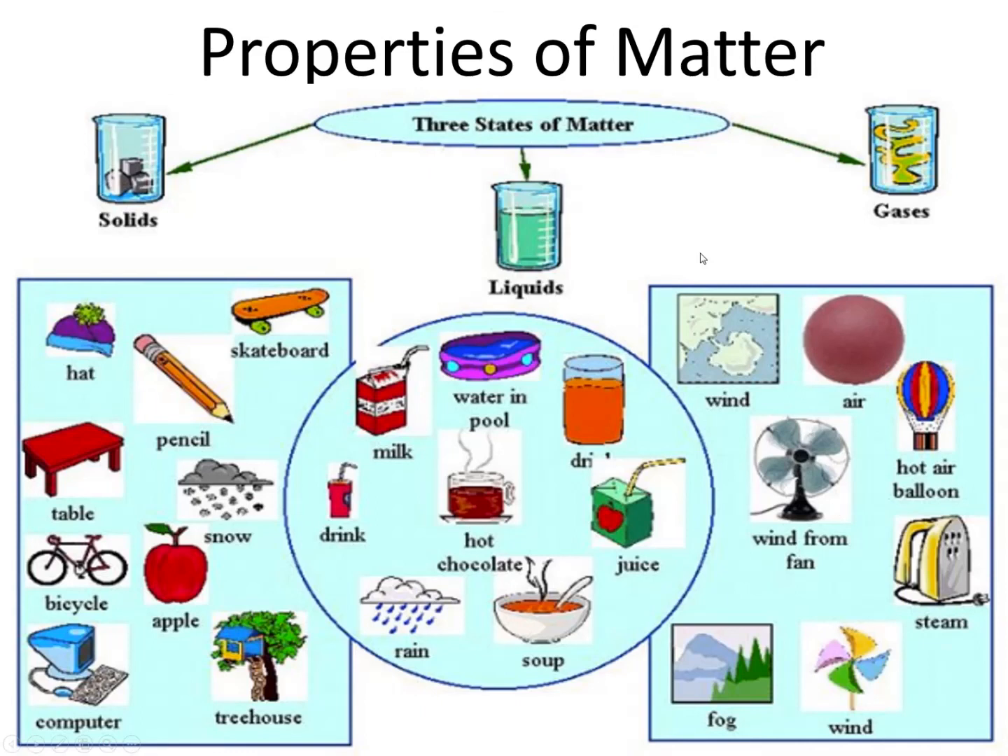There are three states of matter: solids, liquids and gases. The example of solid is this one. Examples of liquid are these, and examples of gases are these. You can see the pictures very carefully, and you can also guess which picture is solid, which is liquid, and which are the gases, right?